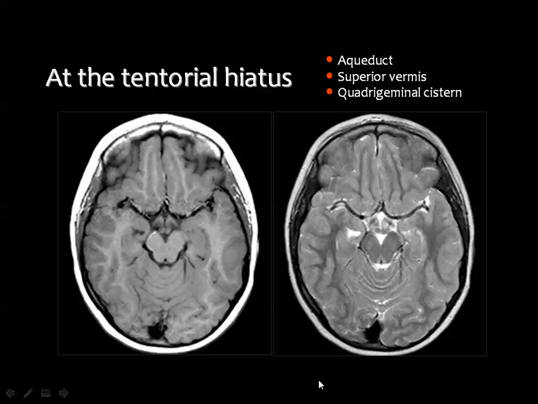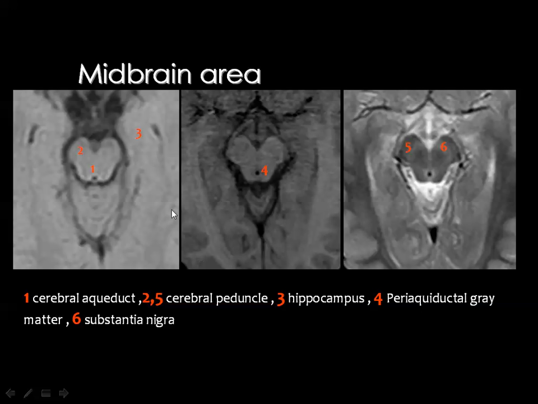Then looking carefully at this, number one refers to the aqueduct of Sylvius, number two and five refer to the cerebral peduncle. This is the right one and this is the left one. Number three refers to the hippocampus, and anteriorly here you will see the amygdaloid nucleus. Number four is the periaqueductal gray matter, and this is very important when dealing with white matter diseases. You see some gray matter around the aqueduct of Sylvius, which is a normal finding. Then number six is the substantia nigra, which is located just posterior to the cerebral peduncle.